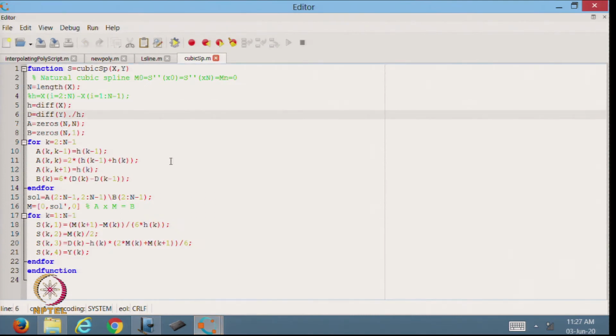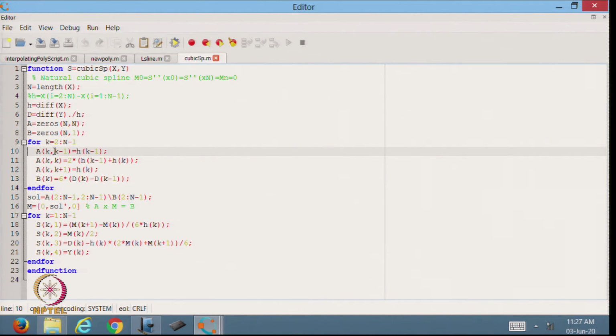The capital D is the difference of y divided by h. So, this is the divided difference. For A, I define a matrix with dimension n cross n, and B is a column vector of dimension n, because here I am going to introduce the system A x equals B. Now I want to find the matrix A. The loop is going from 2 to n minus 1, because the length is from 1 to n, so I am finding the in-between rows.